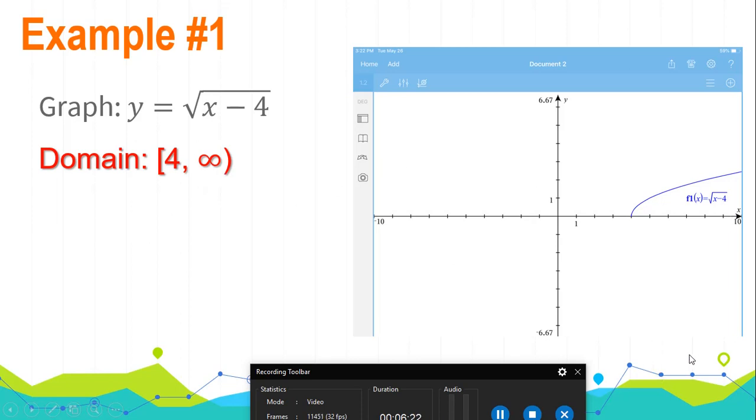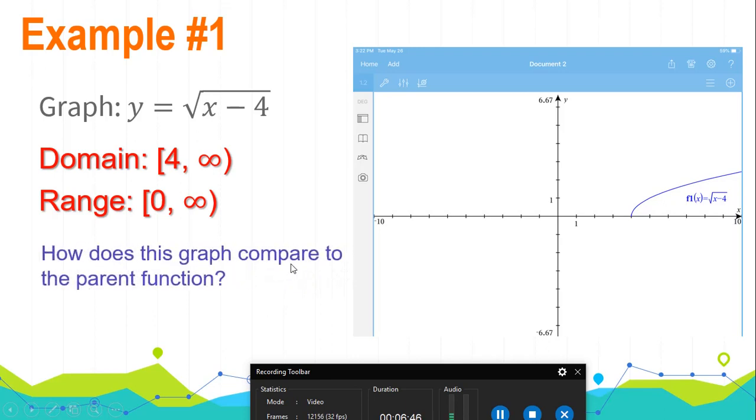The range, if you start down low and work your way up, we don't start the graph until we hit 0. So we're going to start with 0, and again, we're going to use a bracket to include 0 as part of the function. But then as we move up, this graph will continue to get taller and taller, so we're approaching positive infinity.